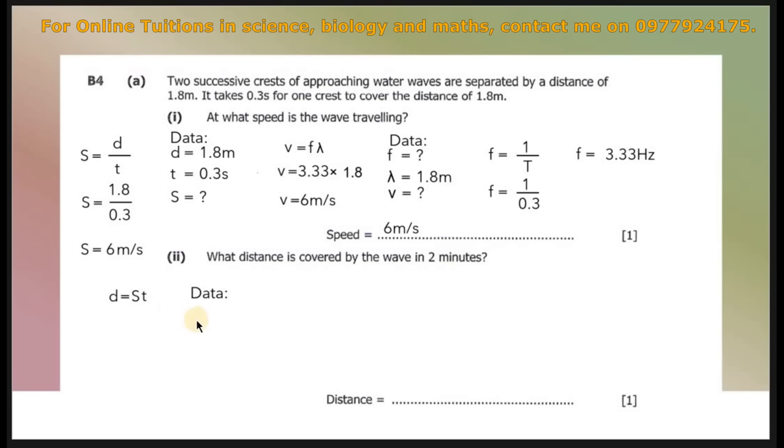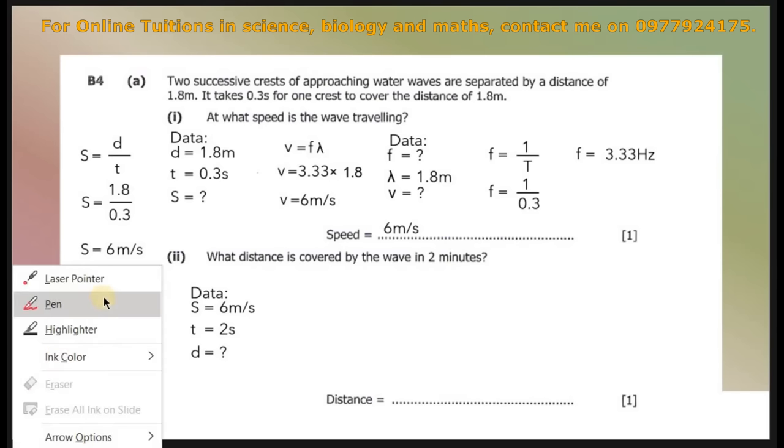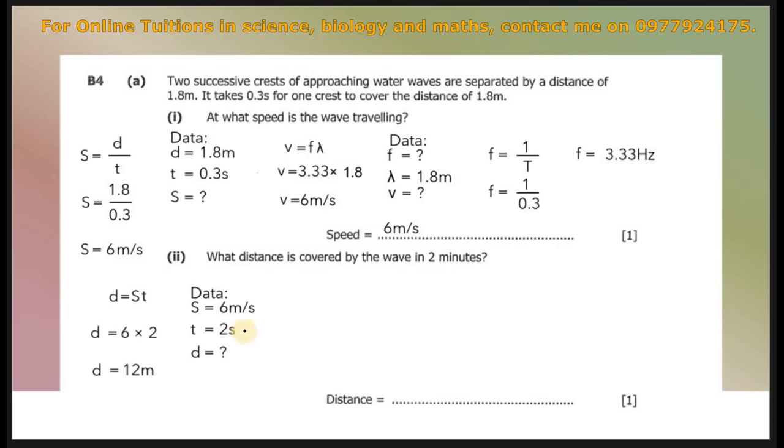So you say data. So speed is, you already found speed here of the same wave. So the wave has got the same speed. Then time is 2 seconds. That's why I made the error. I quoted 2 minutes as 2 seconds. Then distance is unknown. Okay. So then I substituted distance is equal to this times that 2, which I got as 12 meters. Okay. Which was wrong. So here, what I needed to do was to change this one, I mean, 2 minutes, to what? 2 seconds.